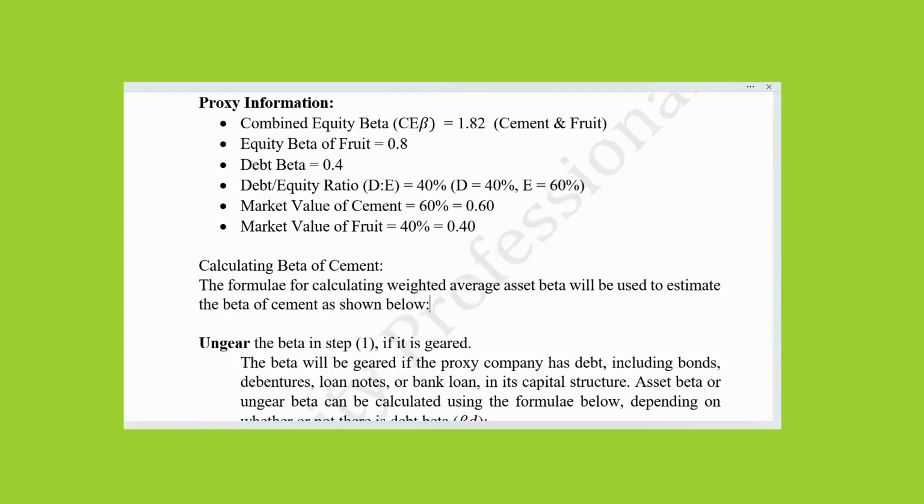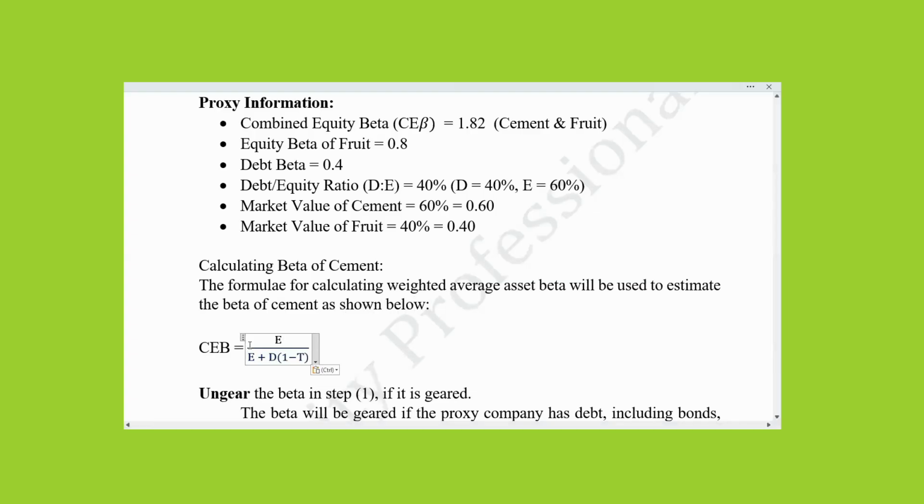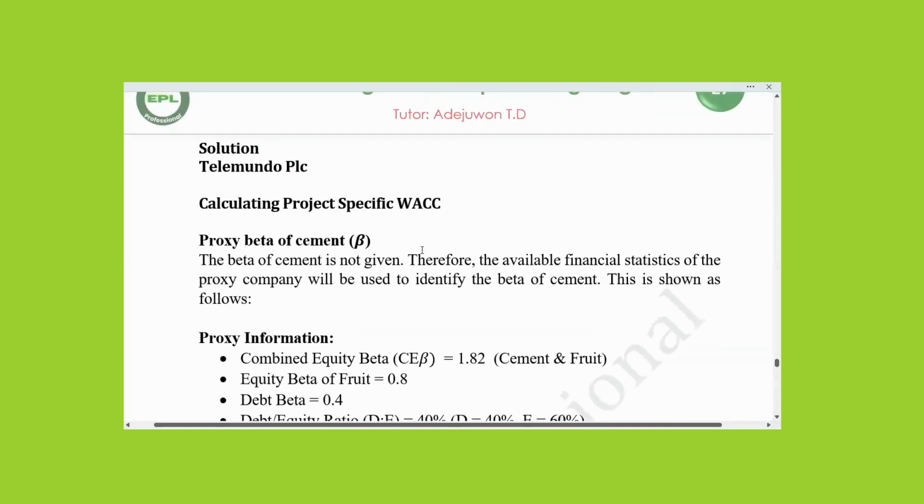So I will then come here, beta of cement. You have combined equity beta equal to, we have beta equity of cement. Let me use the beta sign to do this. Let me just copy it from here.